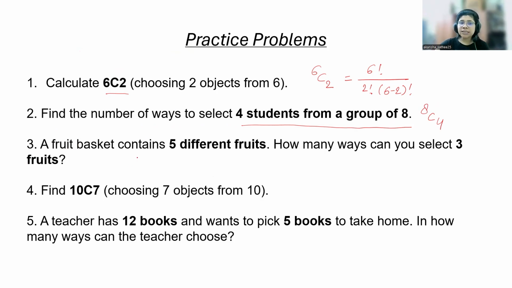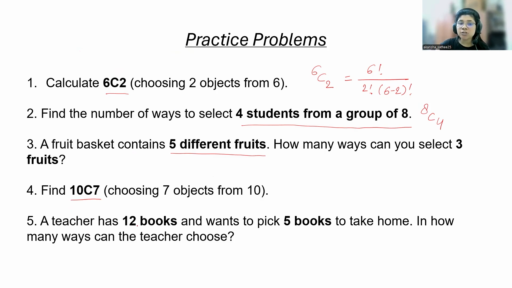A fruit basket contains 5 different fruits. How many ways can you select 3 fruits? So out of 5 different fruits, you need to select only 3 fruits. Now you can figure out what exactly you have to calculate. Means number of ways will equal to what? Next, find 10C7. Again, we have solved many problems based on this, so I hope you can easily do this.